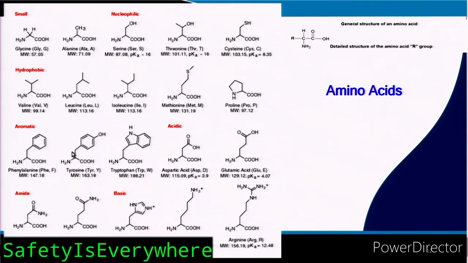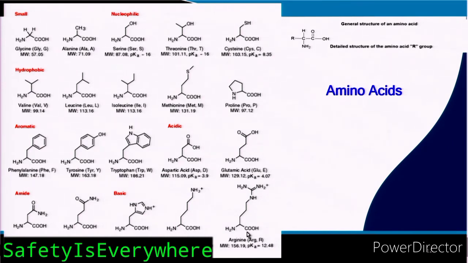Then you have the aromatic ones. You can see the ring structure in three of them: phenylalanine, tyrosine and tryptophan. And then you have the acidic ones: aspartic acid and glutamic acid. You have the amides, asparagine and glutamine. And then you have the basic ones: histidine, lysine and arginine.